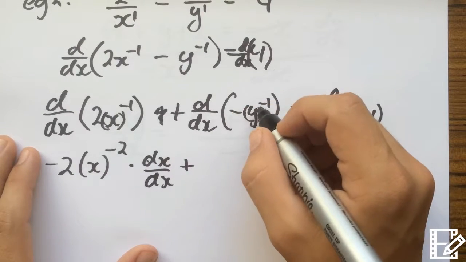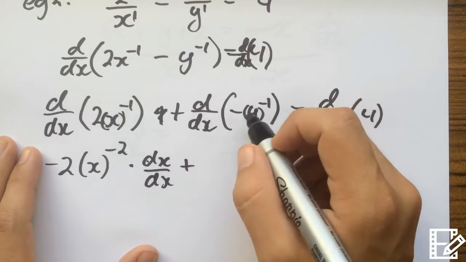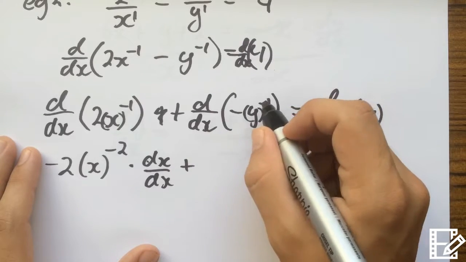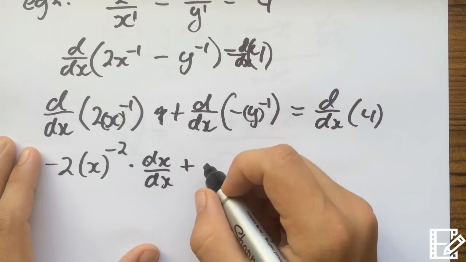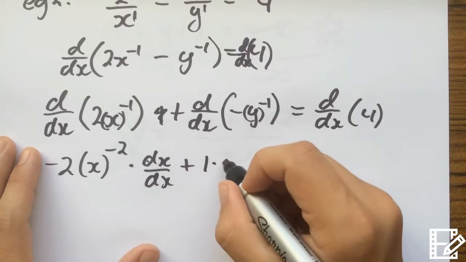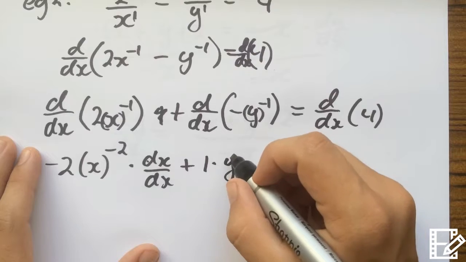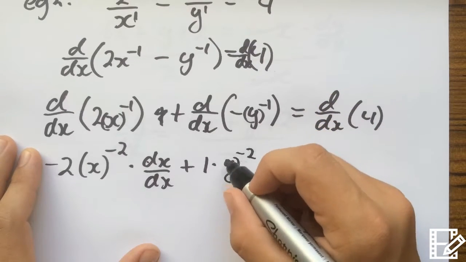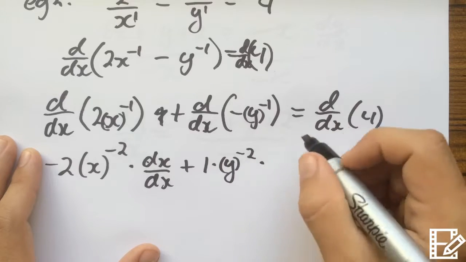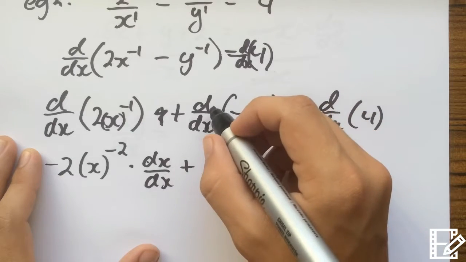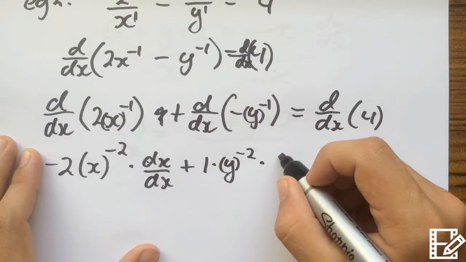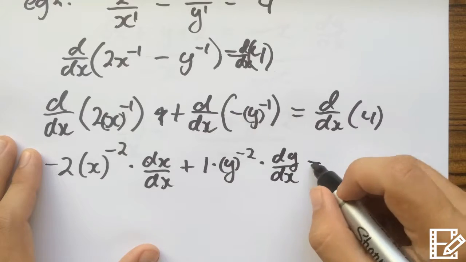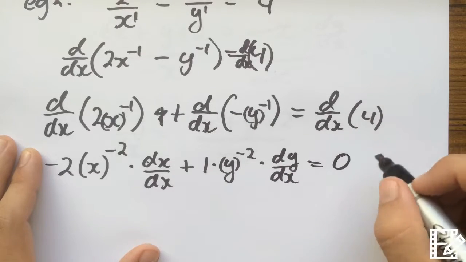Now the derivative of negative y to the power of negative 1. Chain rule, you do the outside, you bring the power down, multiply it on: negative 1 multiplied by a negative is just positive 1 multiplied by y. Well, we take 1 off the power, so it would be to the power of negative 2. And then we multiply by the derivative of the inside. So the derivative of y with respect to x is dy/dx. And that equals the derivative of 4, which is 0.